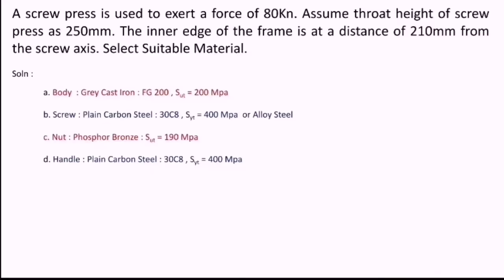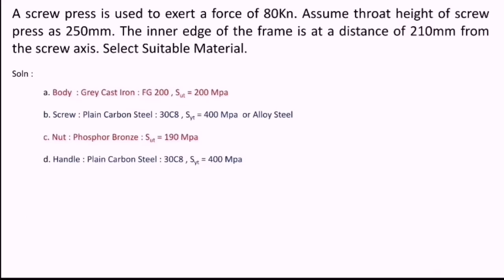A screw press is used to exert a force of 80 kN. Assume the throat height of the screw press as 250 mm. The inner edge of the frame is at a distance of 210 mm from the screw axis.